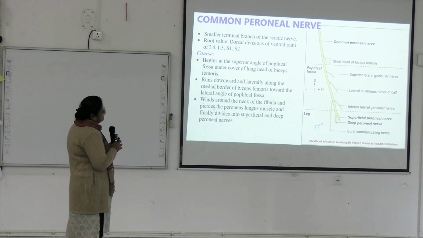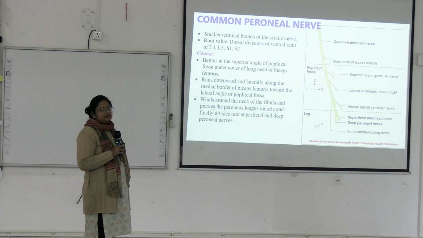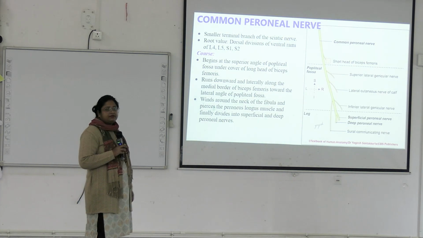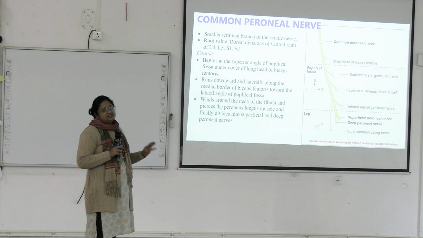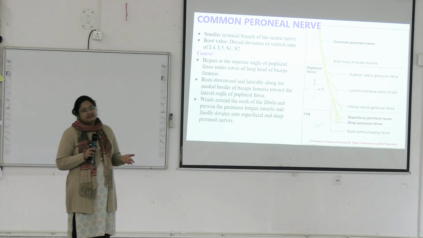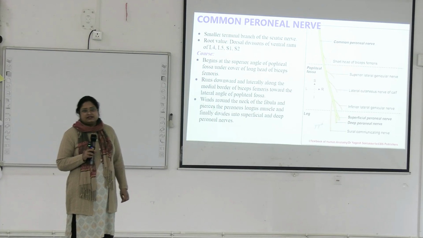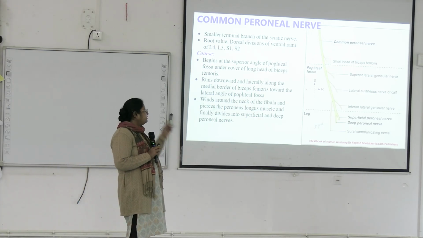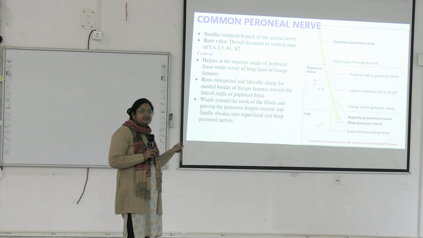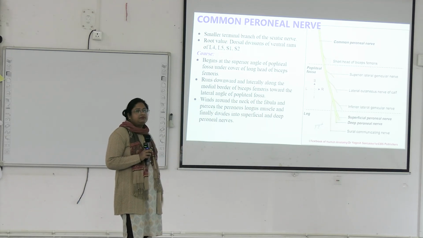So we have completed the tibial nerve. Next there is the common peroneal nerve. Paresthesia means numbness. You cannot feel. Sensory loss occurs. Numbness. Here complete blockage occurring, so that's why complete loss can occur.